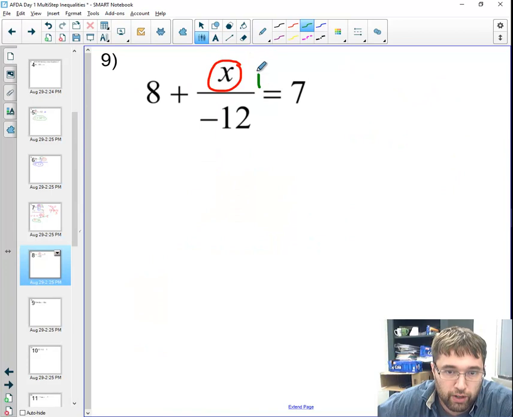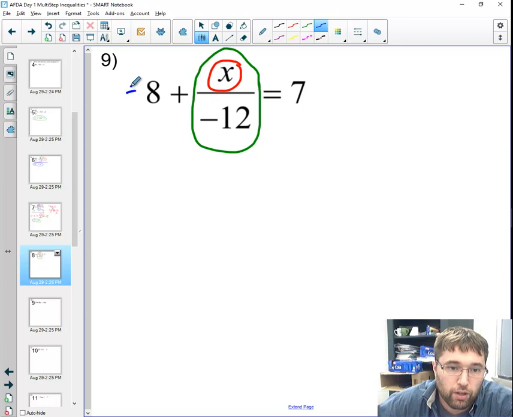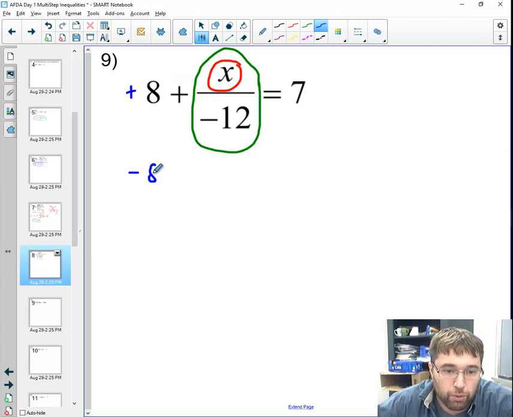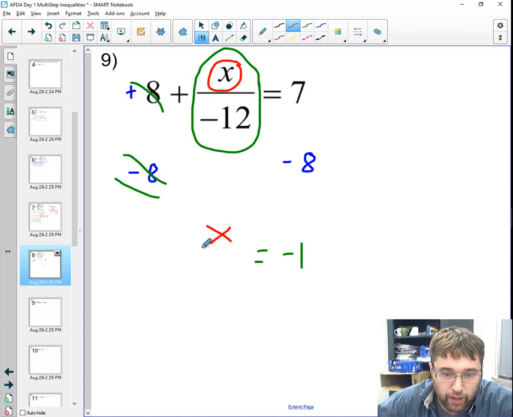So again, we circle the variable, take care of the hater. Closest thing is that division sign, so the hater is a positive 8. Because again, no sign is a positive sign. So we subtract 8 from both sides. We're left with, these cancel out. 7 minus 8 is negative 1. And we bring down the x divided by negative 12.